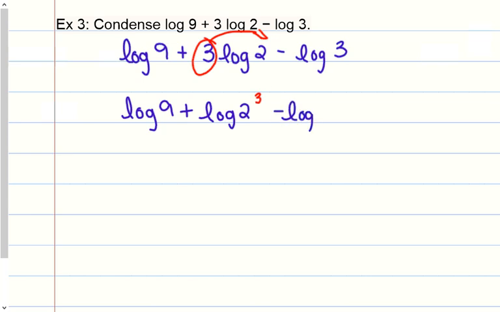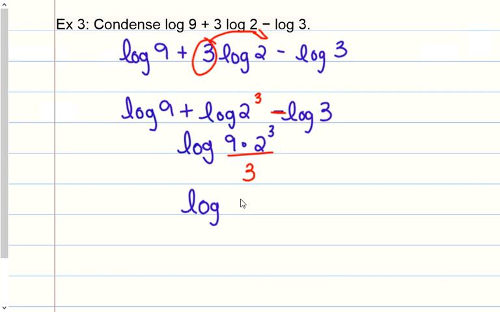minus log of 3. Now we can go back basically in the same order that we did but backwards on the previous problem. If you're adding your logs, then you can go through and put them in the same log and multiply. So log of 9 times 2 to the 3rd, and then when we subtract, so this right here is subtracting, that means now I'm going to divide by 3. It does say condense, so let's go ahead and condense it as much as we can.